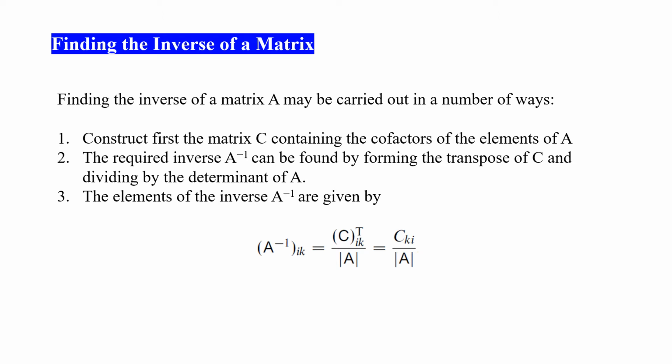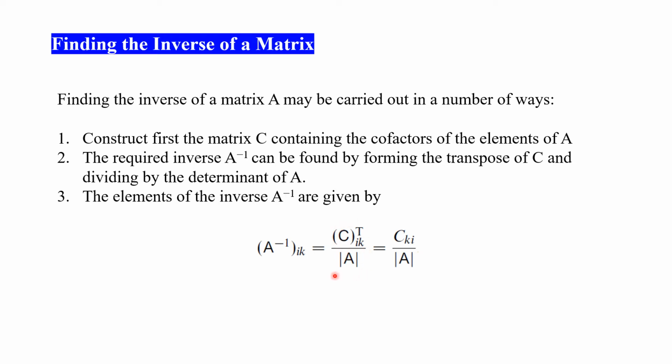Then, the required inverse of A can be found by forming the transpose of C and dividing by the determinant of A. So you're going to do two things here. You're going to get the transpose of C, you're going to get also the determinant of A, and the transpose of C will be divided by the determinant of A. After, the elements of the inverse of A are then given by the following. So you have the transpose of your cofactor matrix divided by the determinant of A. So this is how you're going to find the inverse of a matrix A.